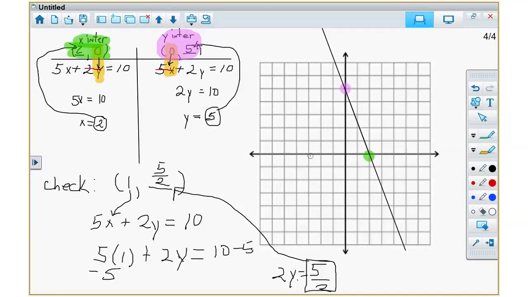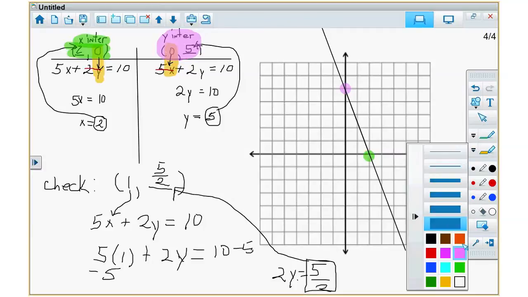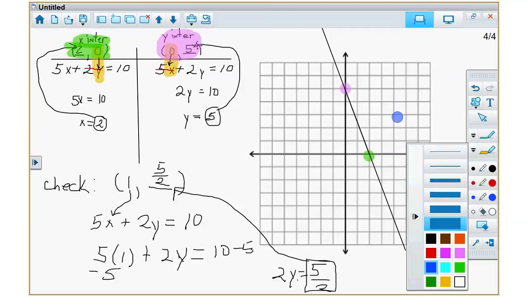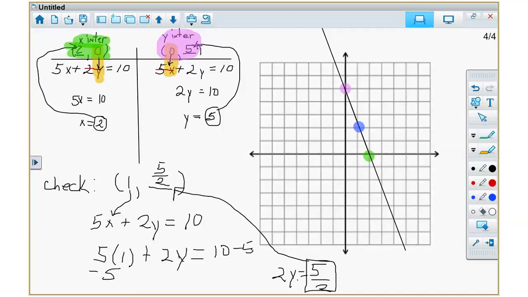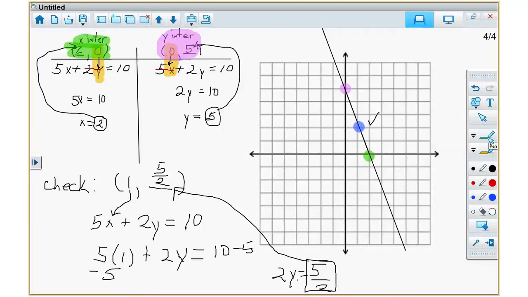So we got a checkpoint of 1 and 2.5. I'm going to take my handy dandy highlighter and we're going to color this blue. We're going to go 1 and 2.5. Oh my gosh, look at that. What did we hit? We hit the line. So the check tells you that what? You're good to go.